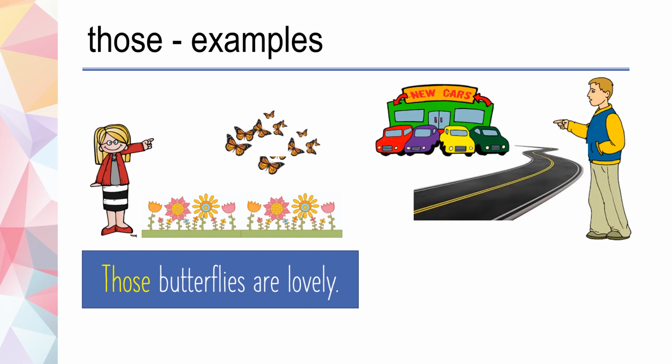In the second picture, we have a gentleman pointing at a few cars, new cars, and guessing by the picture, the cars are quite far from him, and he's saying, "Those cars are for sale." So more than one car, cars, and we can use the word those.